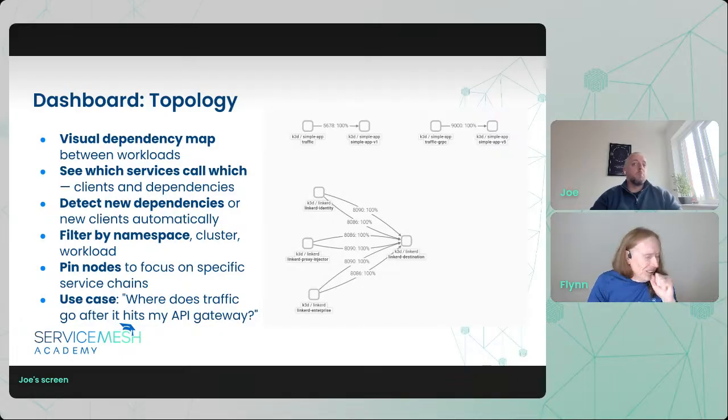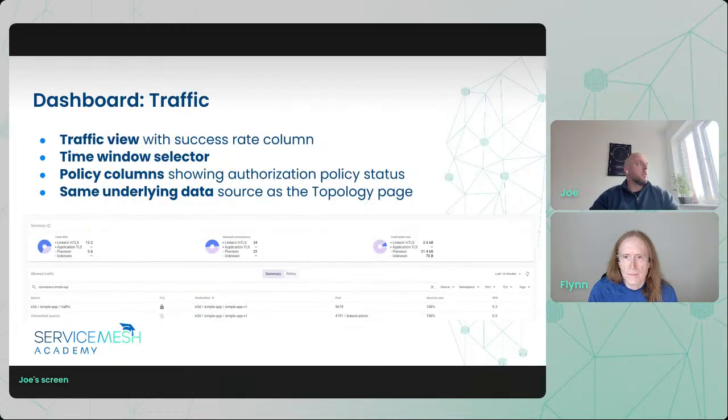I found myself using it more and more, especially for debugging and that last point at the bottom, where does the traffic go after my API gateway? As you say, if you've got plenty of upstreams, then it can quickly become hard to keep track of that stuff. So this is really good. Okay, cool. On to the next thing.